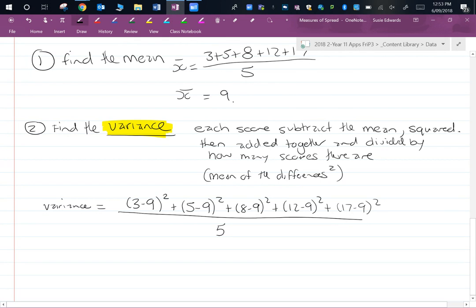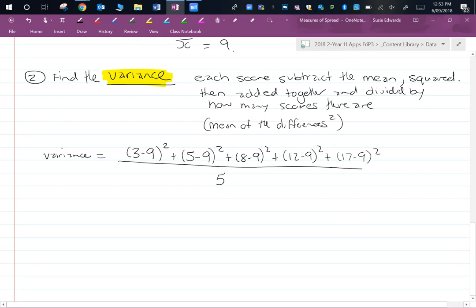Because there's 5 scores in total. So we take the mean from each score, square it, find the mean of those numbers. So we could then say 36 plus 16 plus 1 plus 9 plus 64. Notice they're all positive numbers now because of that squaring. And so we find out our variance is, and I'll give you time to write this down, variance is 25.2.